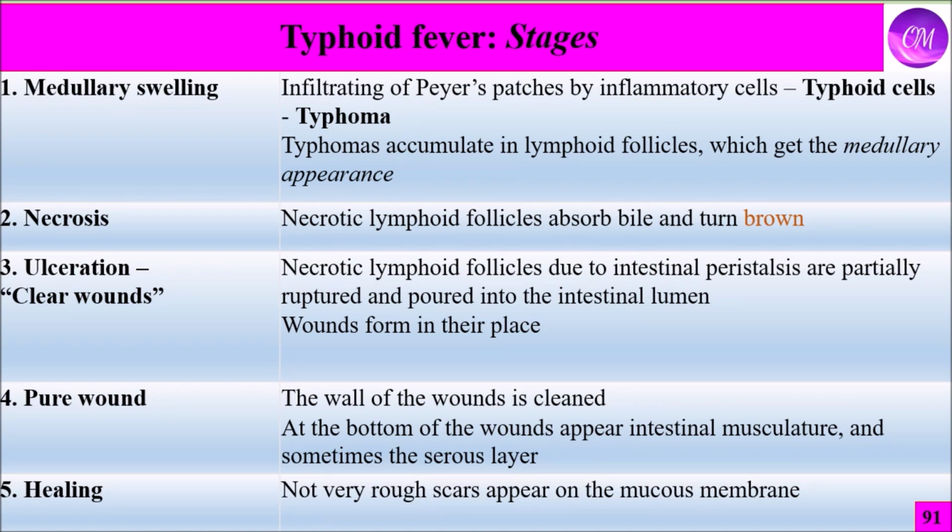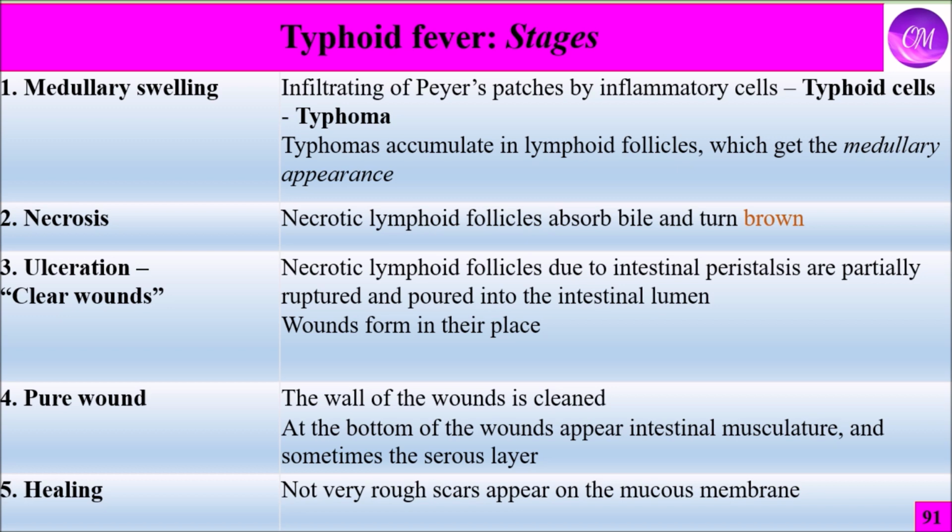There are 5 stages of the disease. First is the medullary swelling, the infiltration of Peyer's patches by inflammatory cells, typhoid cells, and here it forms the typhomas, the granulomas. Because this is a typhoid fever, it is also one of the granulomatous diseases. Typhomas accumulate in lymphoid follicles, which get the medullary appearance. They resemble the structure of the brain gyrus.